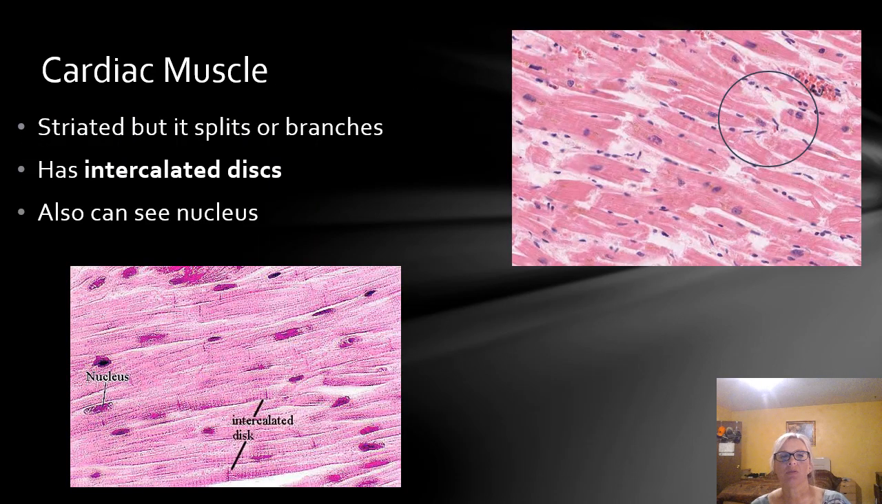So cardiac muscle tissue is striated, but it will have splits or branches in it, and you can see that over here in the top right picture where the circle is. It has a little bit of a split and branch in them.